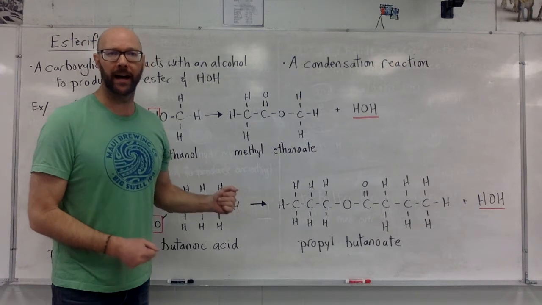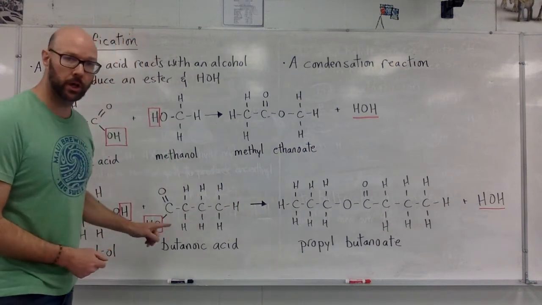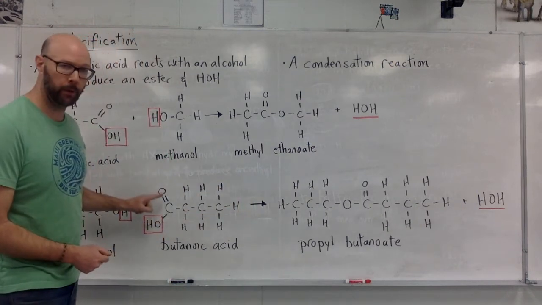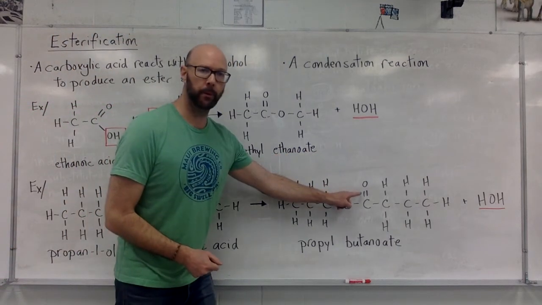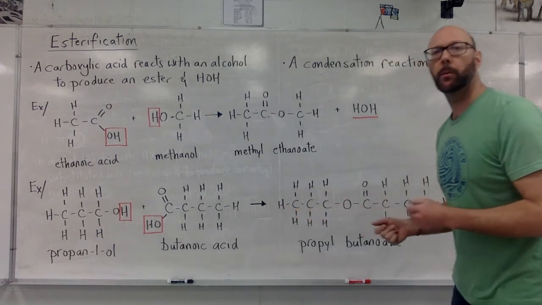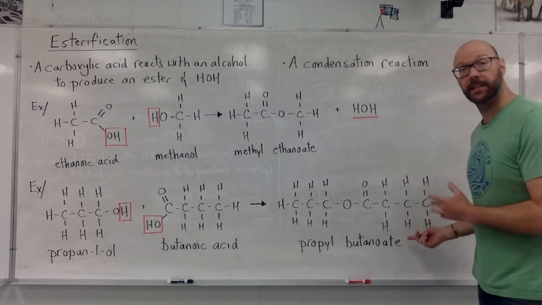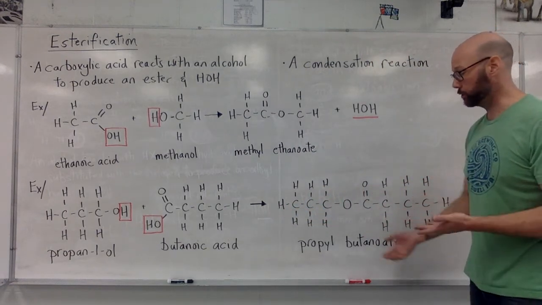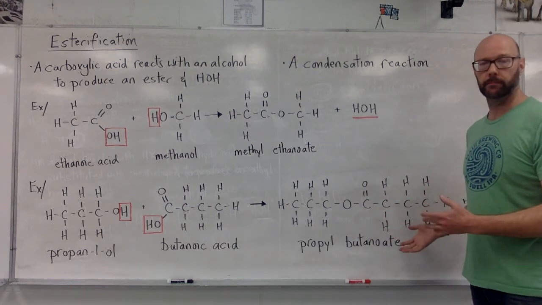We also have a carboxylic acid, butanoic acid, that has the double bonded oxygen. Here's the double bonded oxygen in the ester. A four-carbon group is butanoic acid. In the ester, butanoate. We produced propyl butanoate.